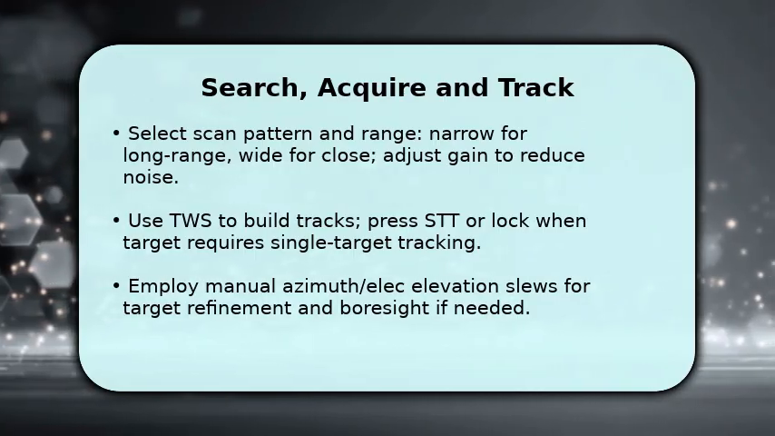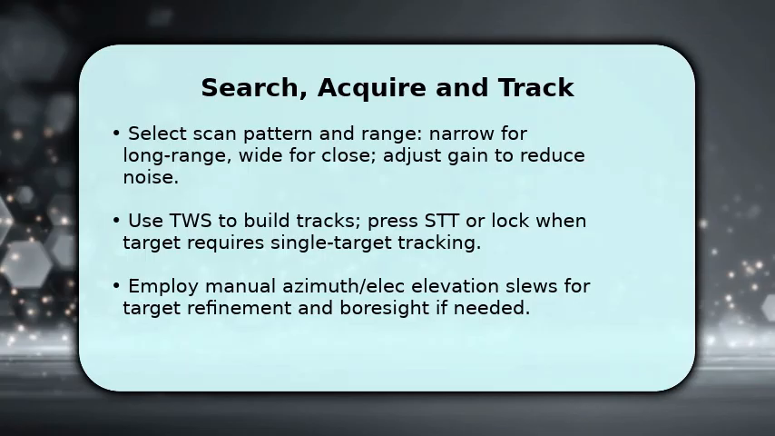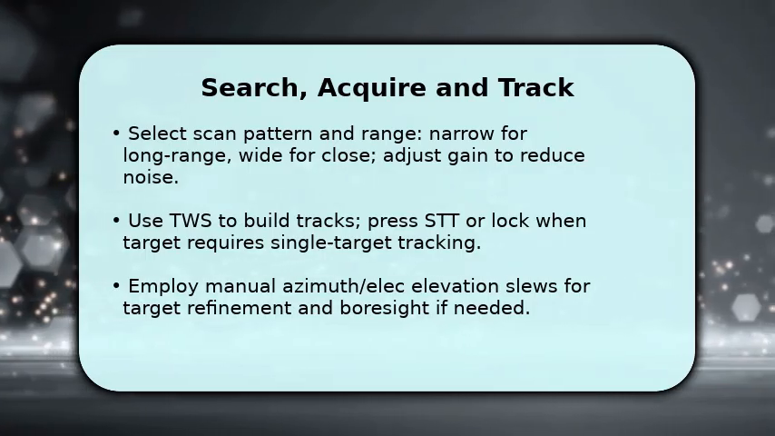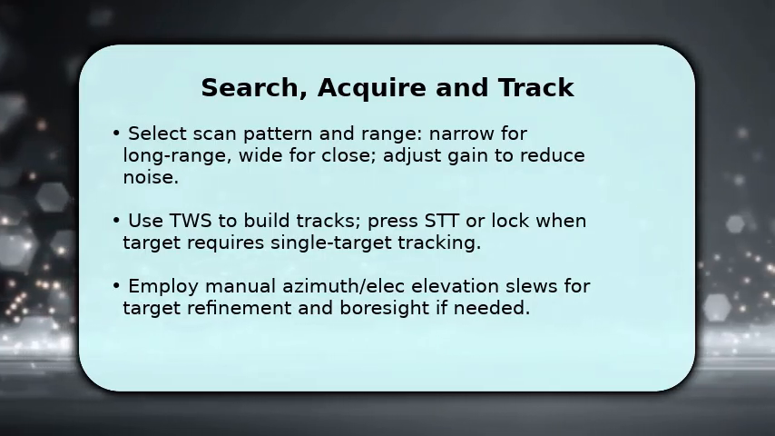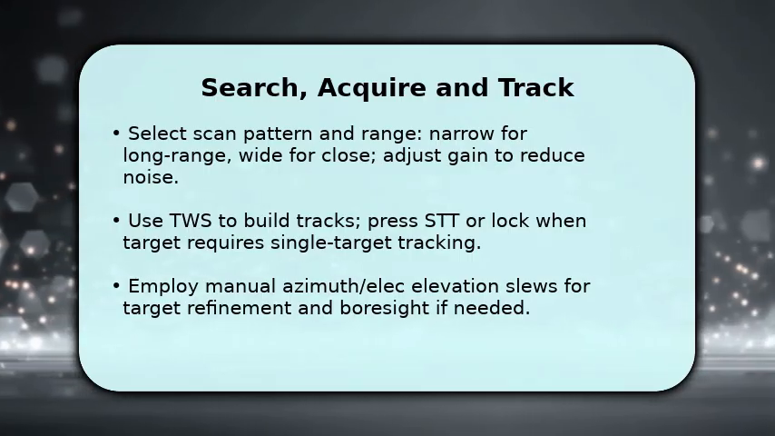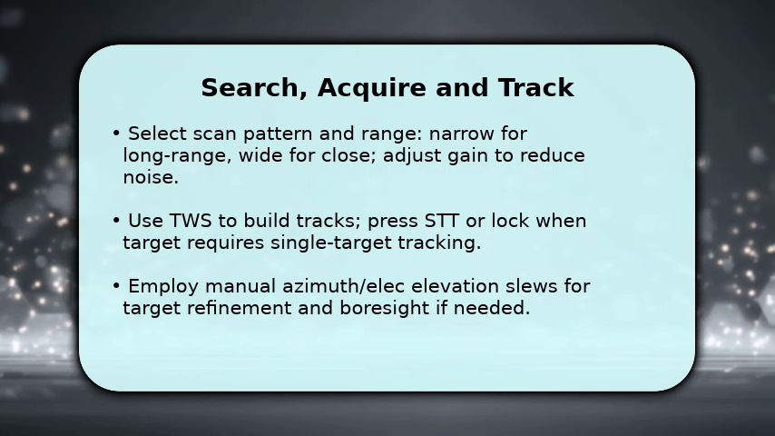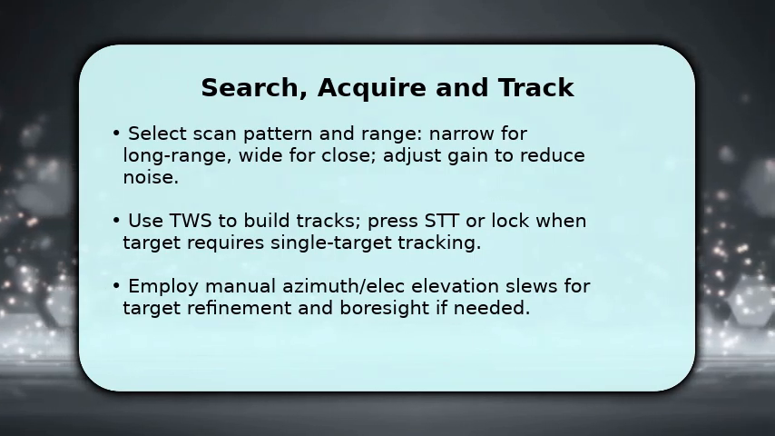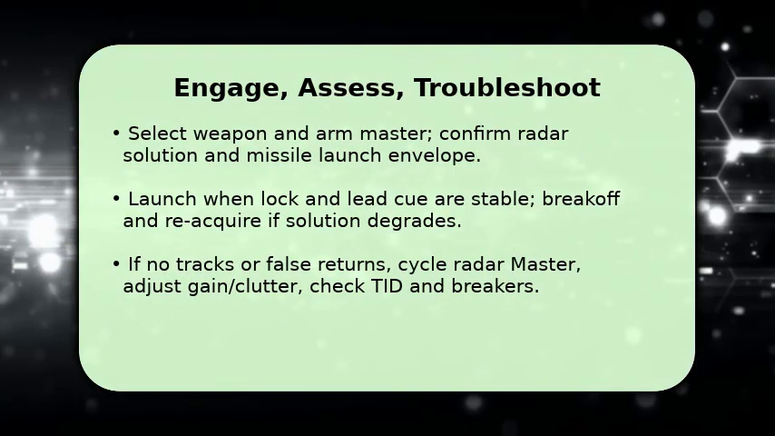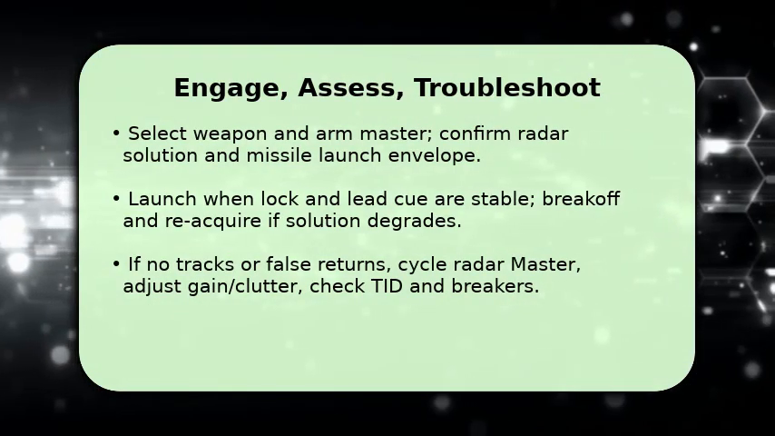When you need a precise firing solution, transition to single target track. Use SDT to lock and let the radar compute intercept data. Along the way, manually slew the antenna to clean up a track or to boresight a radar return if the automatic track wobbles. You conclude by selecting the appropriate weapon and arming the system.